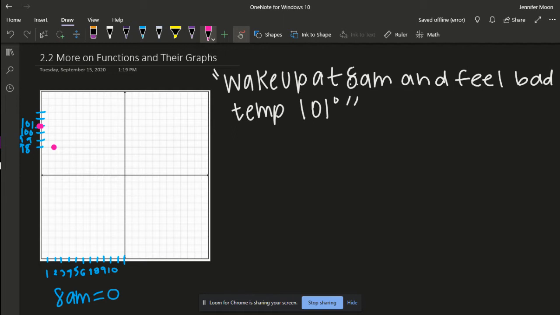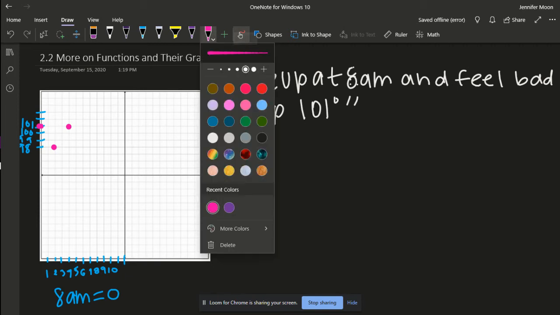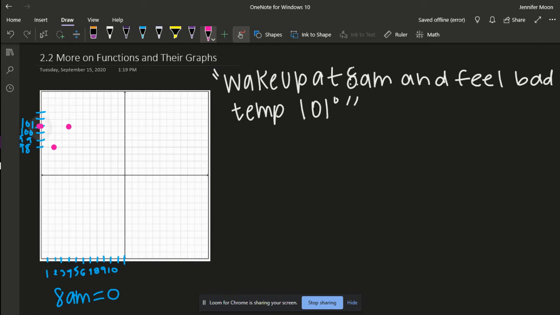And then from 10 to noon, it started to rise again. So noon would be 4 hours after 8 a.m., so my x would be 4. And my temperature rose back up again to 101 degrees at noon. And then it just remained constant for the rest of the day until I was able to go to the doctor. So if we graph this, my temperature decreased, then increased, and then remained constant until I was able to get my medication.